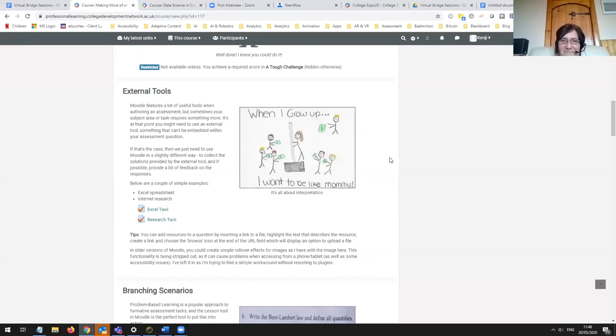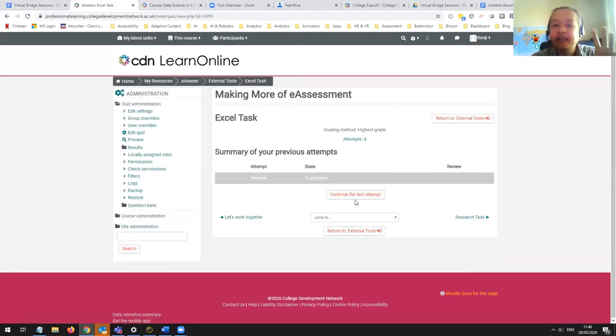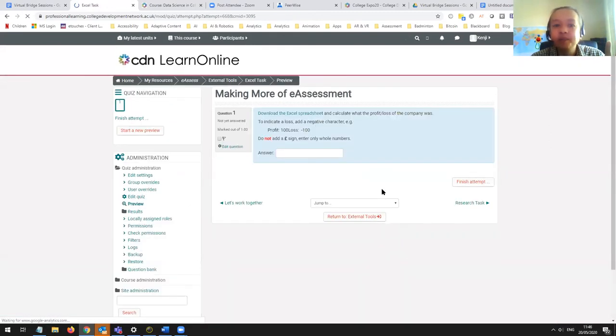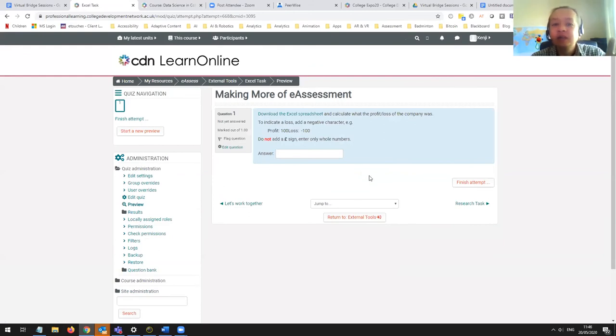Right, so, but you can use a multiple choice quiz to get people to use external tools. And so what I usually do in these kind of quizzes is that I write a question like this. The question is quite simple. It says, download the Excel spreadsheet and calculate what the profit and loss of the company was. To indicate a loss, add a negative character. This is for the answer. Do not add a pound sign, enter only whole numbers.